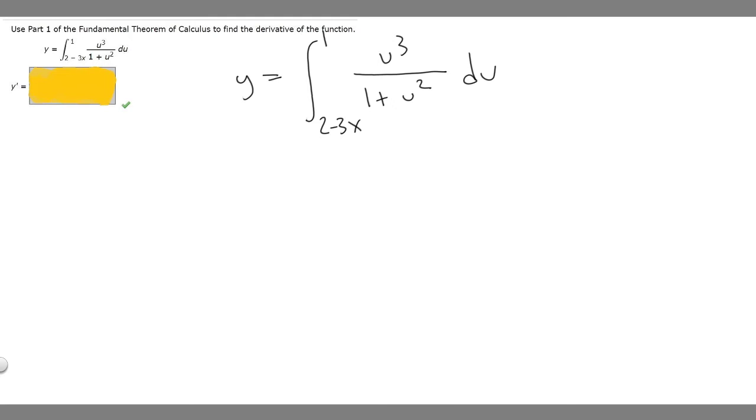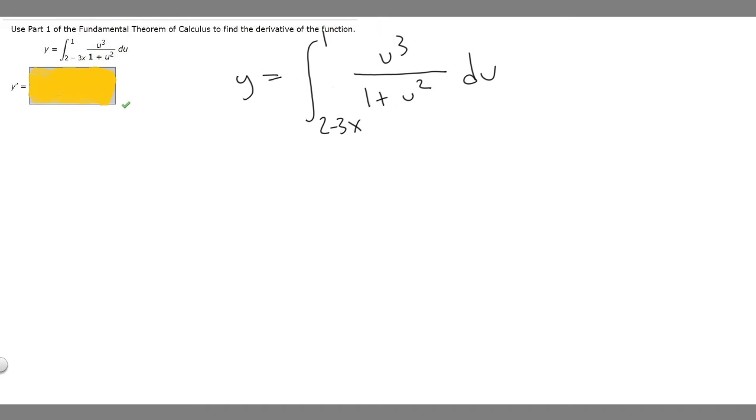So in this problem, we're told to use part 1 of the Fundamental Theorem of Calculus to find the derivative of the function. And we're given that y equals the integral from 2 to 1 of the function u cubed over 1 plus u squared du. And so I rewrote our function right here. So how do we go about finding y prime, so the derivative of this function?